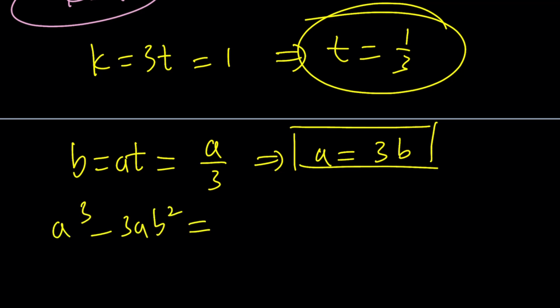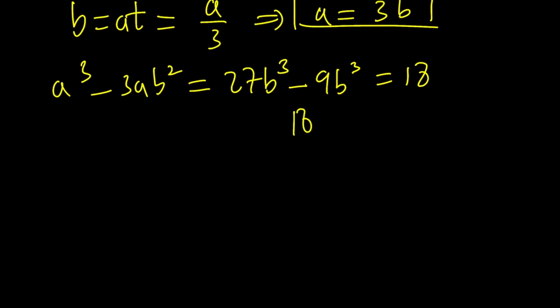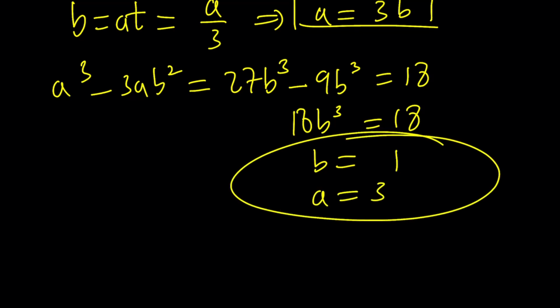Now replace a with 3b, you're going to get 27b cubed minus 9b cubed equals 18, which is very convenient, right? 18b cubed equals 18. How nice. From here we get b cubed equals 1 and b equals 1. But a is 3 times that, so a is going to be 3.